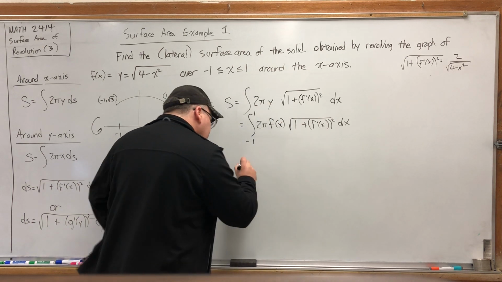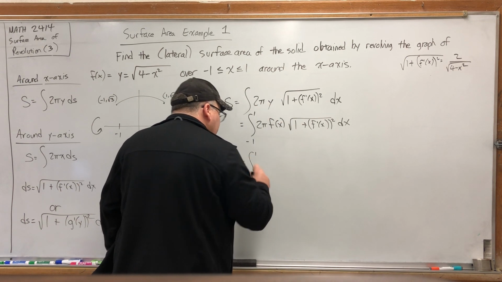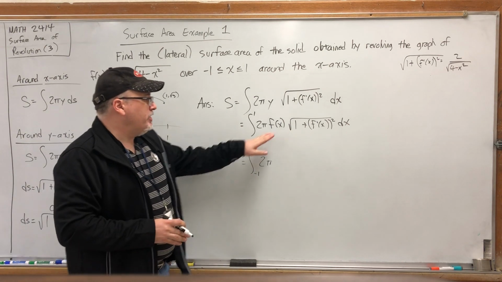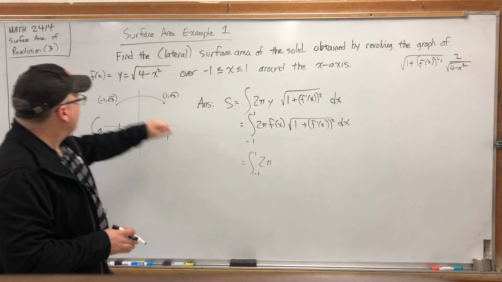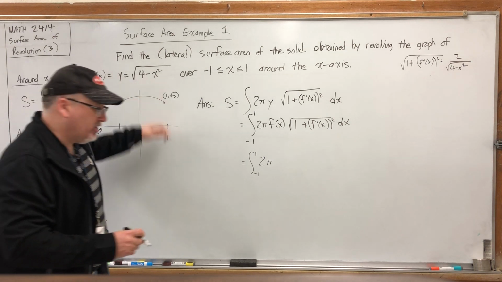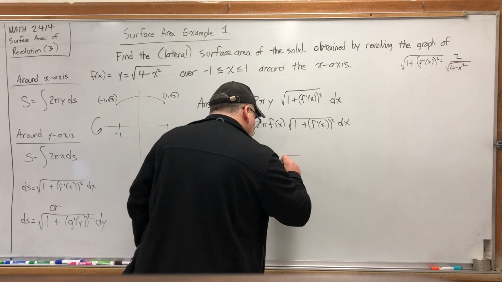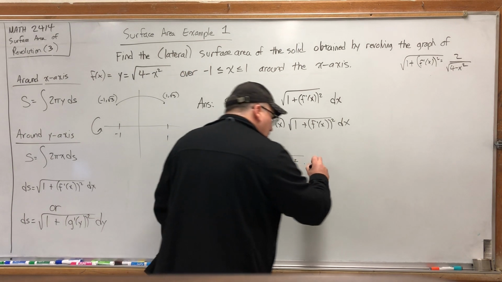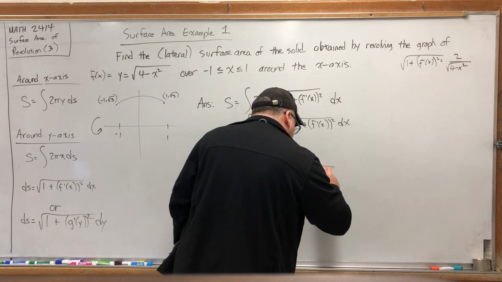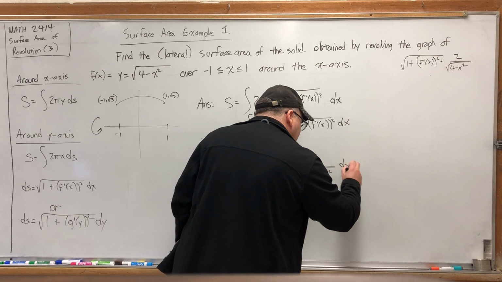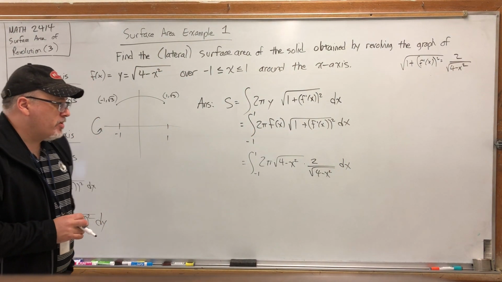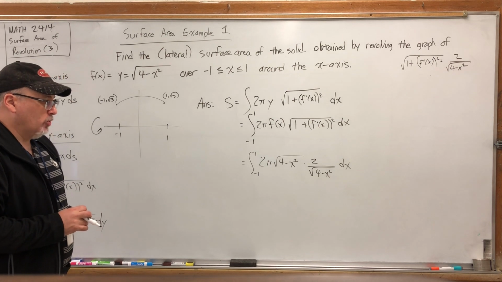So let's import it. And while we're importing things into our integral, let's go ahead and import what f of x is equal to, which is the square root of 4 minus x squared, times the thing that we just figured out, which is 2 over the square root of 4 minus x squared. And suddenly this problem becomes easy, because the square root of 4 minus x squareds cancel.